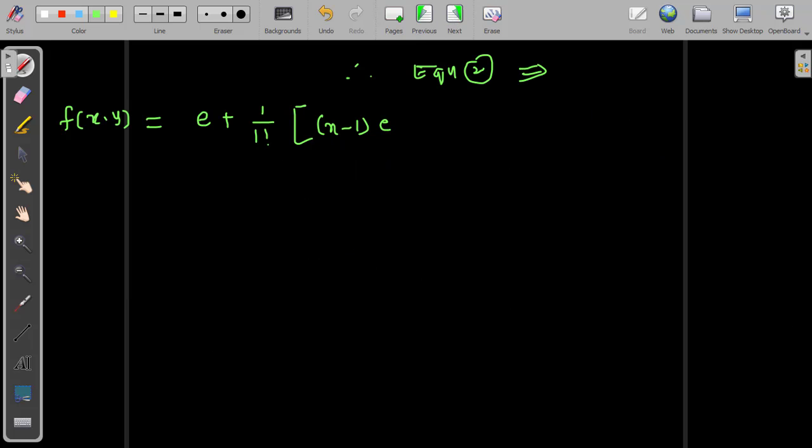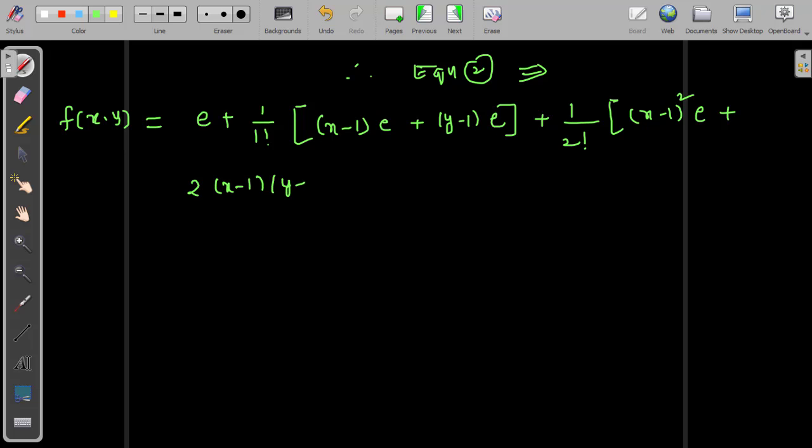This is e plus (x minus 1) times e plus (y minus 1) times e, close the bracket, plus 1 by 2 factorial times the first term (x minus 1) whole squared multiplied by e, plus 2 times (x minus 1) multiplied with (y minus 1) times the mixed partial derivative 2e, be careful here, plus the last term (y minus 1) whole squared multiplied by e, close the bracket, plus so on. Finally we can simplify in the last step.